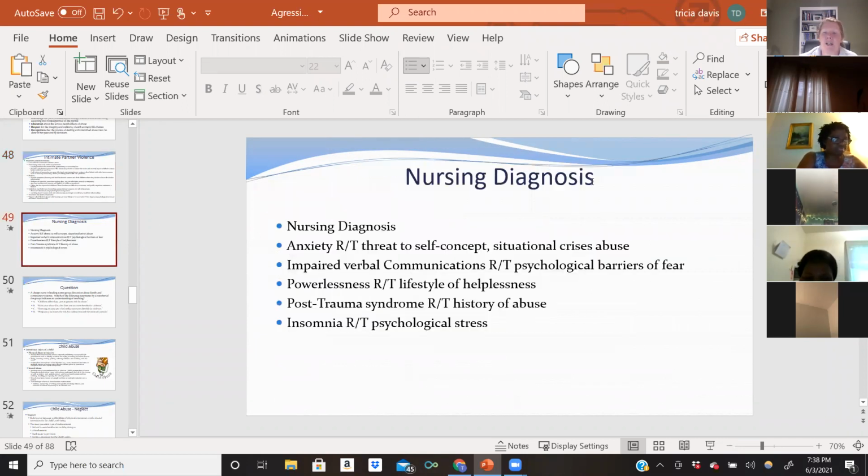Some nursing diagnoses that we may see: anxiety related to threat to self-concept, situational crisis, abuse, impaired verbal communication related to psychological barriers of fear, powerlessness related to lifestyle of helplessness, post-trauma syndrome related to history of abuse, insomnia related to psychological stress.